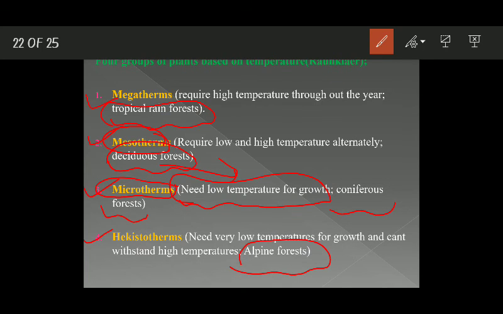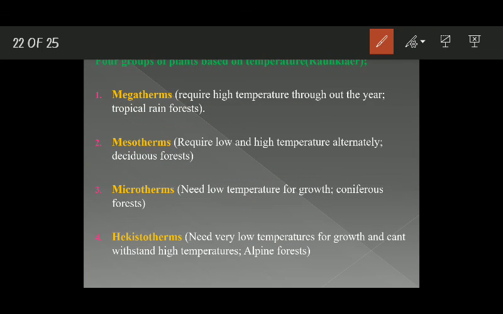So these are four different categories of plants based on their temperature tolerance. Megatherms require high temperature throughout the year, and the example is tropical rainforests. Mesotherms require low and high temperature alternatively, and the example is deciduous forests. Microtherms need low temperature for growth, and the example is coniferous forests. Hekistotherms require very low temperatures for growth and can't withstand high temperatures, and the example is alpine forests.